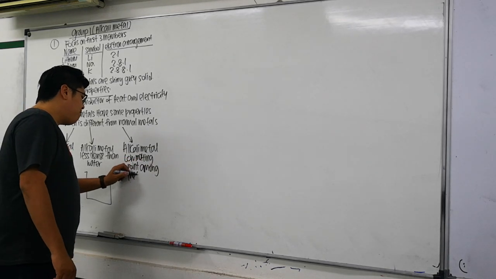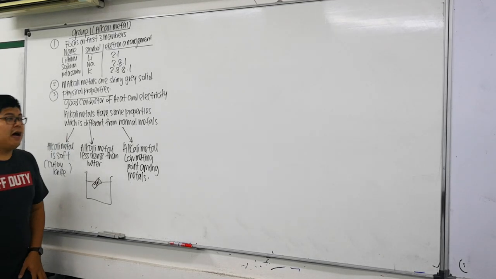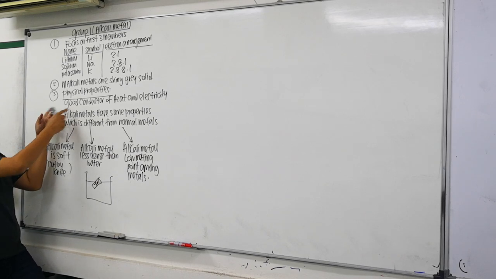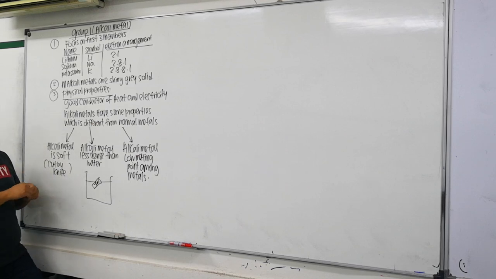Alright, that's what we learned. Please be careful. I want to repeat one more time, it's so important. Alkali metal is a metal. It does have some properties that metals have, such as being a good conductor. But alkali metal is also a weird metal. They also have some properties which are a bit different compared to normal metals. These are the 3.